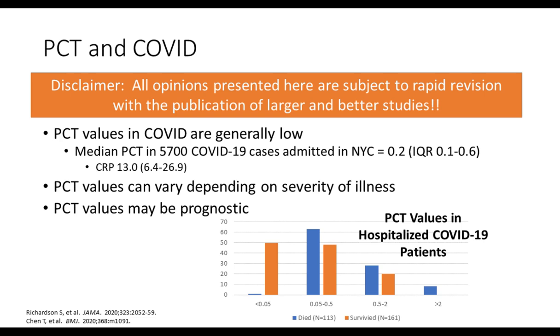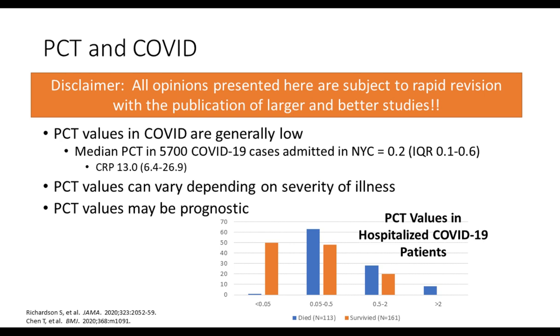Now, the CRP, in contrast, was pretty high. And so CRP seems to be something that goes up a lot higher in COVID than the procalcitonin. Now, procalcitonin values do vary based on severity of illness. And the sicker you are, the higher your procalcitonin values are. And interestingly, that value may actually be predictive. And I'll show you that here in a minute.